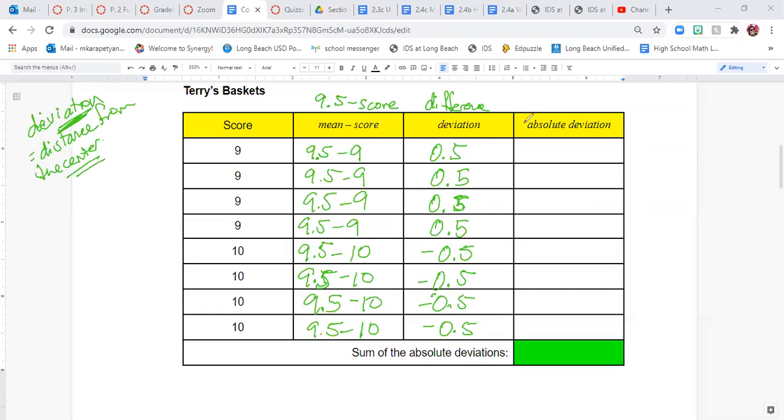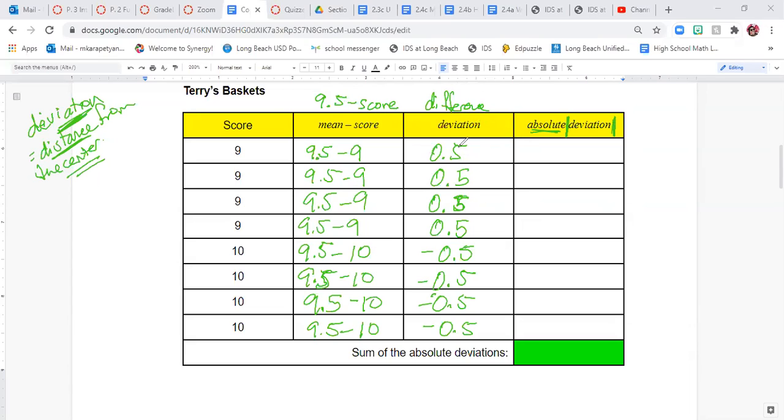And then the absolute deviation. What does that mean? I have the deviation. What the heck's the absolute deviation? Well, this just means take the absolute value of the deviation. That's all that means. Remember, distance is always positive, right? We don't say I walked negative 2 miles. I say I walked 2 miles south. So distance is always positive.